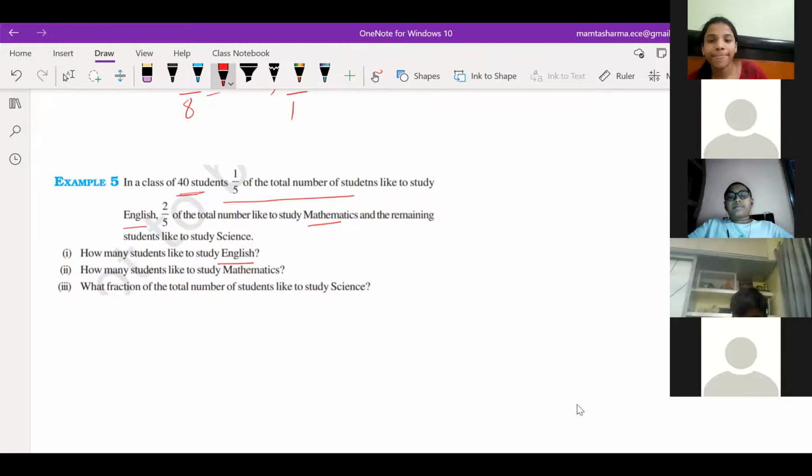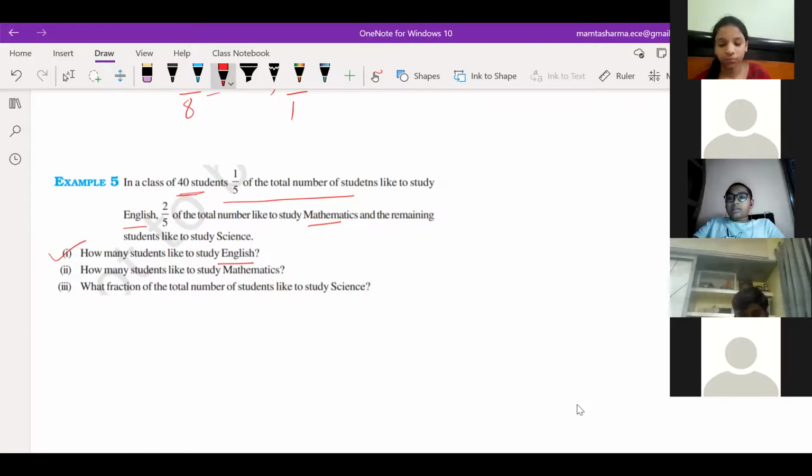What is being asked here in the first question? How many students like to study English? Ma'am, 1 by 5. So tell me the number of students who like English. If the fraction of students has been given, how will you convert the fraction into a number? Ma'am, we should convert it into a number. Just multiply the total number into the fraction, it is 8 by 1, 8. 8 is the answer. 8 students like English.